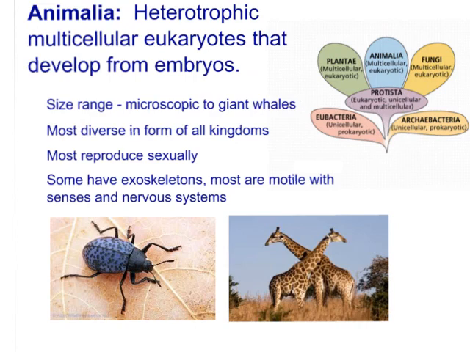The Animalia kingdom. They are heterotrophic multicellular eukaryotes that develop from embryos. Almost the identical definition as plants, only they are heterotrophs rather than autotrophs. They range in size from microscopic to giant whales. They are possibly the most diverse in form of all of the kingdoms. Most of them reproduce sexually. Some have exoskeletons, such as this one here. Most are motile, which means they move about with senses and nervous systems. So here are some examples of organisms that belong to the animal kingdom.